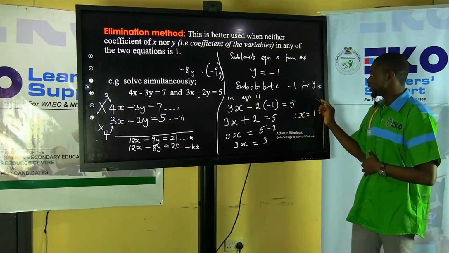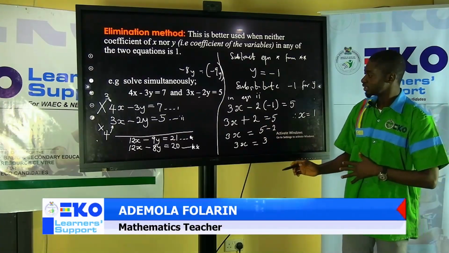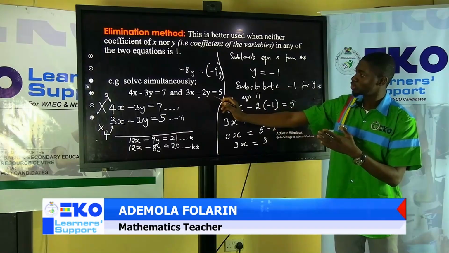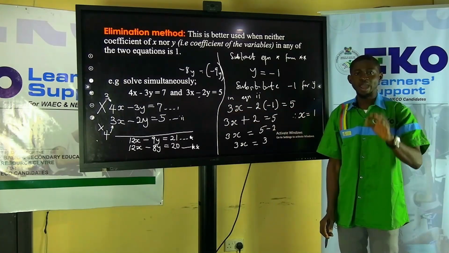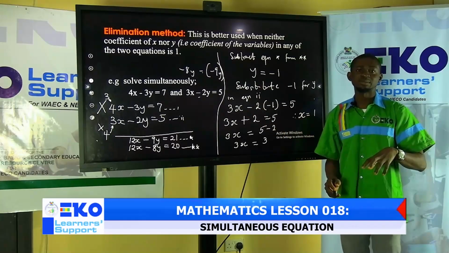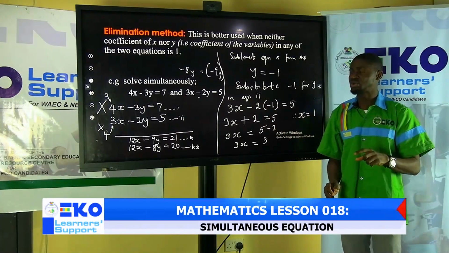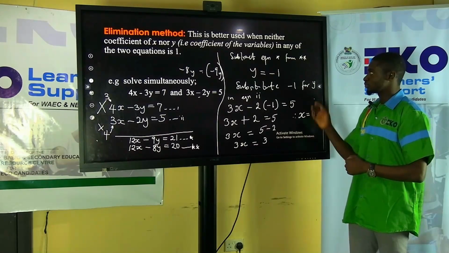Which means we have been able to solve the problem. We have been able to determine the values of x and y that satisfy these two equations at the same time, simultaneously. That is why it is called simultaneous equation. Let's move on.